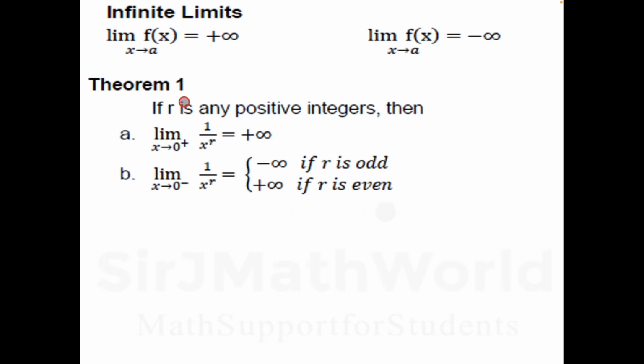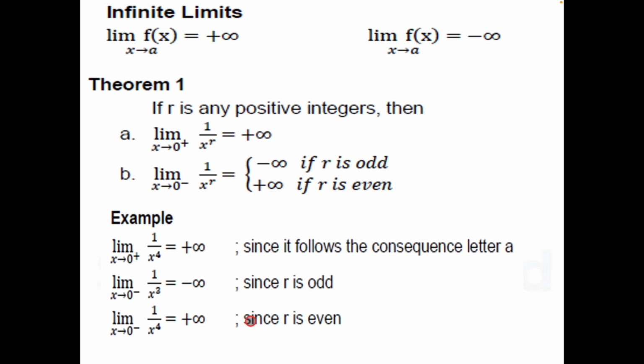We have the theorem number 1. So, if r is any positive integer, then the letter A, we have here the limit as x approaches 0 to the positive of 1 over x to the r is equal to positive infinity. Ngayon, kapag naman negative, meron tayong consequence na dalawa. 1 over x to the r is equal to negative infinity siya if r is odd, and positive infinity siya if r is even.